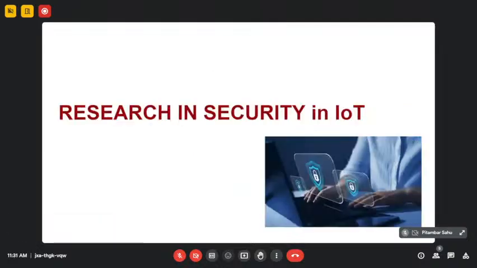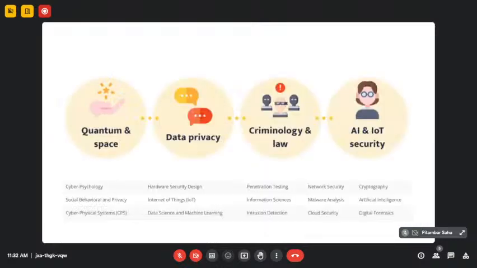Okay, now let's talk about the research in security in IoT. We have participants in this conference from different levels of education, so I just wanted to highlight the areas in which we can focus on research: quantum and space, data privacy, criminology and law, and AI and IoT security.